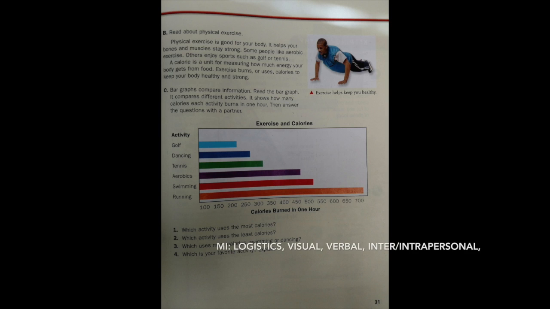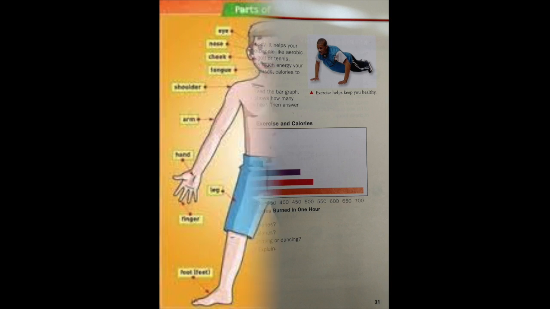The following has logistics, visual, verbal, and interpersonal intelligences for my students. They will observe the graphs and be able to tell calorie intake based off of exercise and food.